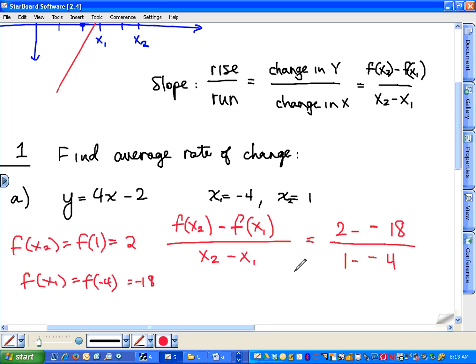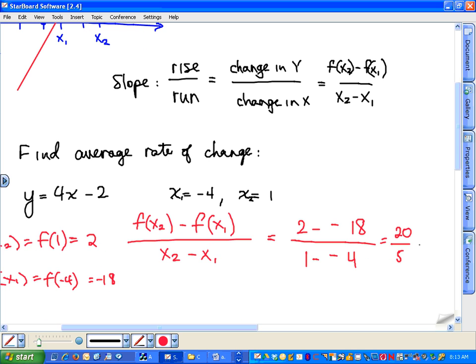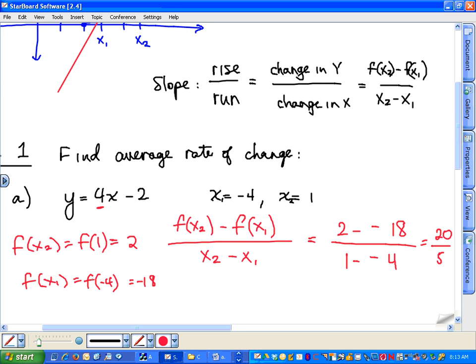You guys, the biggest mistake that I see on these types of problems is not conceptual understanding, it's arithmetic mistakes. You guys got to be careful with your arithmetic. 2 minus negative 18 is 20. 1 minus negative 4 is 5. 20 divided by 5 is 4. The average rate of change of that graph is equal to 4, but that should have been fairly obvious because this is a linear function with a slope of 4.